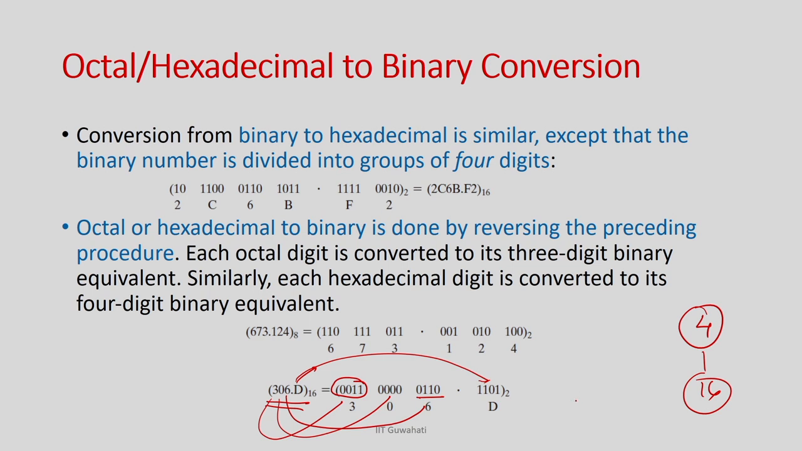That is the corresponding binary. Similarly, if the binary is given to you, you just club 4 bits starting from the LSB and write the corresponding value in hexadecimal. Similarly, for the fraction part, starting from this side, you club 4 bits together and write the corresponding hexadecimal value. So, the conversion from binary to octal, octal to binary, binary to hexadecimal and hexadecimal to binary is straightforward. Just clubbing the number within 3 bits or 4 bits will work here.